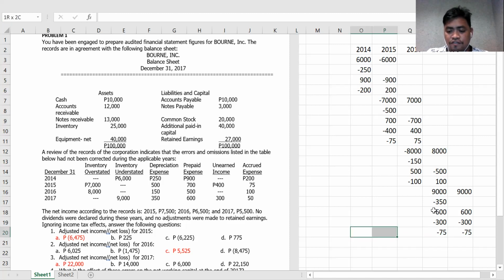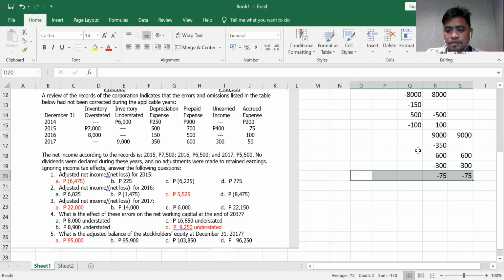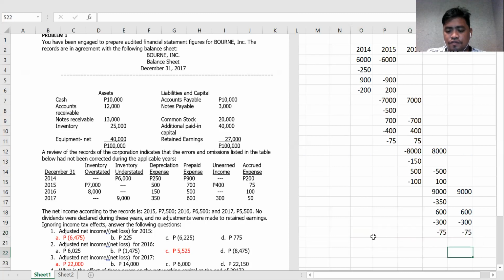Okay, so these are the effects of the errors for 2014. This is the effect of the error each year. Okay?